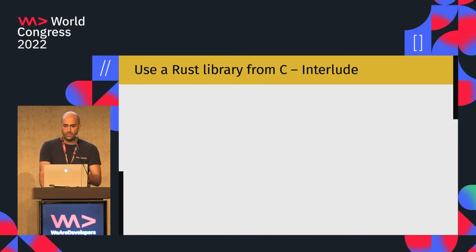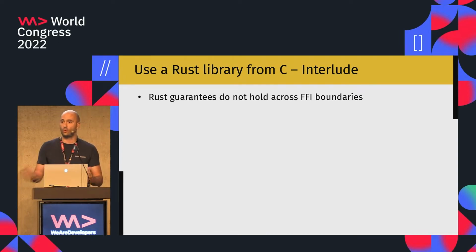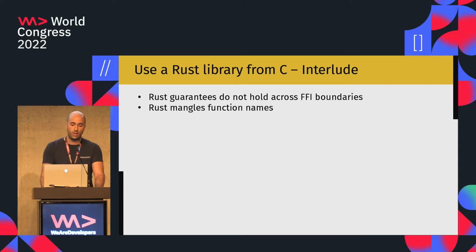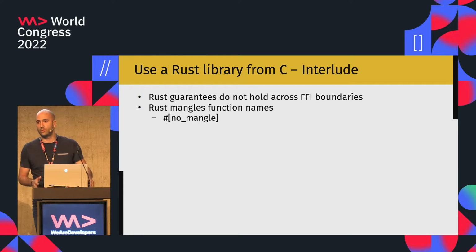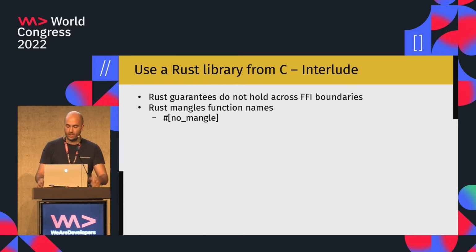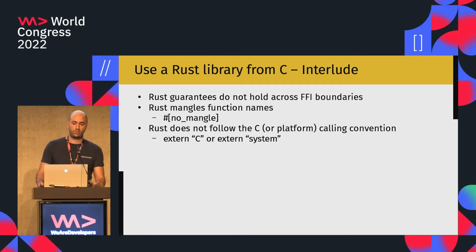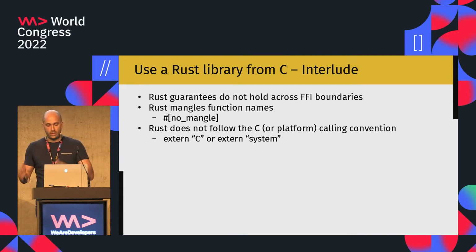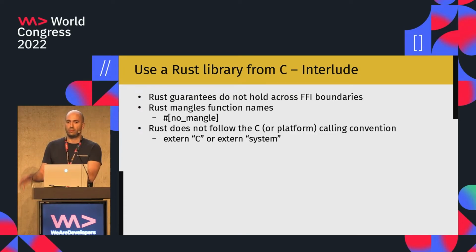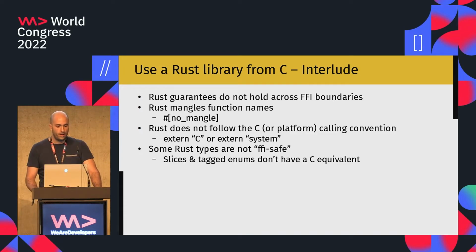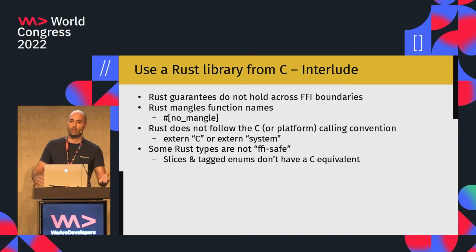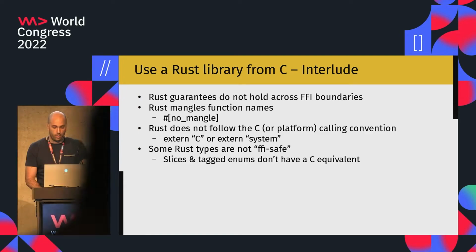A few things we need to know before we continue. Rust guarantees cannot hold across language boundaries. Rust mangles function names, and we can use the no-mangle directive on a function to stop the Rust compiler from mangling its name. Rust does not follow the C or the platform's calling convention. You can use extern C or extern system to ask the Rust compiler to generate code for that function that follows the convention. Some Rust types are not FFI safe. Things like slices and tagged enums cannot be passed around to C back and forth by value.